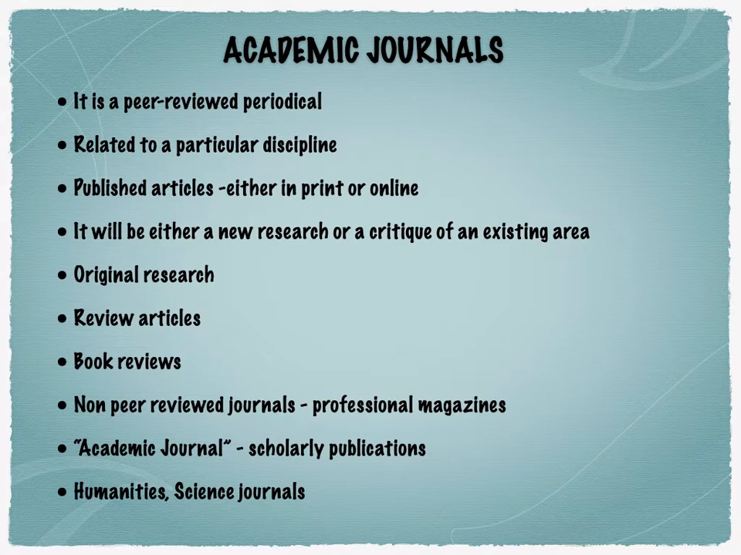And these published articles can come in two forms. Either it can be in the print form as a book, or it can be an online version. It will be either a new research area or it can be a critique of an existing area. Critique means a critical work. So either it can be something new and original, or sometimes it can be an extension of the already existing work. Whatever it may be, it would be an original research. So something fresh, something new. Sometimes it can be review articles, sometimes it can be a book review. Whatever it may be, it would be fresh and new, something which is written by a scholar.